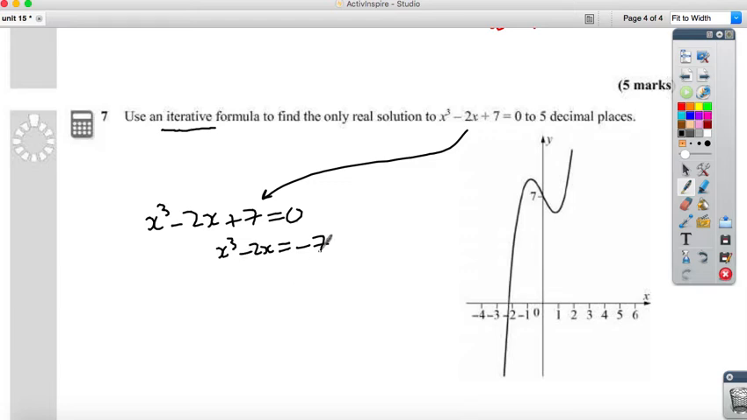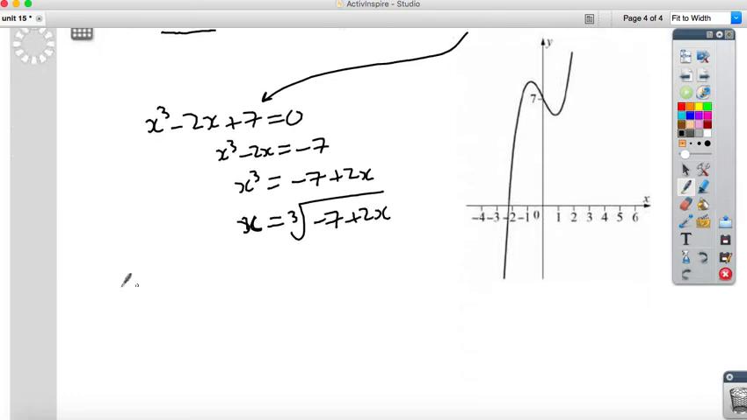Then we're going to move the minus 2x across, so x cubed equals -7 plus 2x. And finally we're going to make x the subject, so we're going to get x is, because it's a 3 at the top, the cube root of -7 plus 2x. So now you've done that, you need to get a starting value for your x, or x0 or your x1.